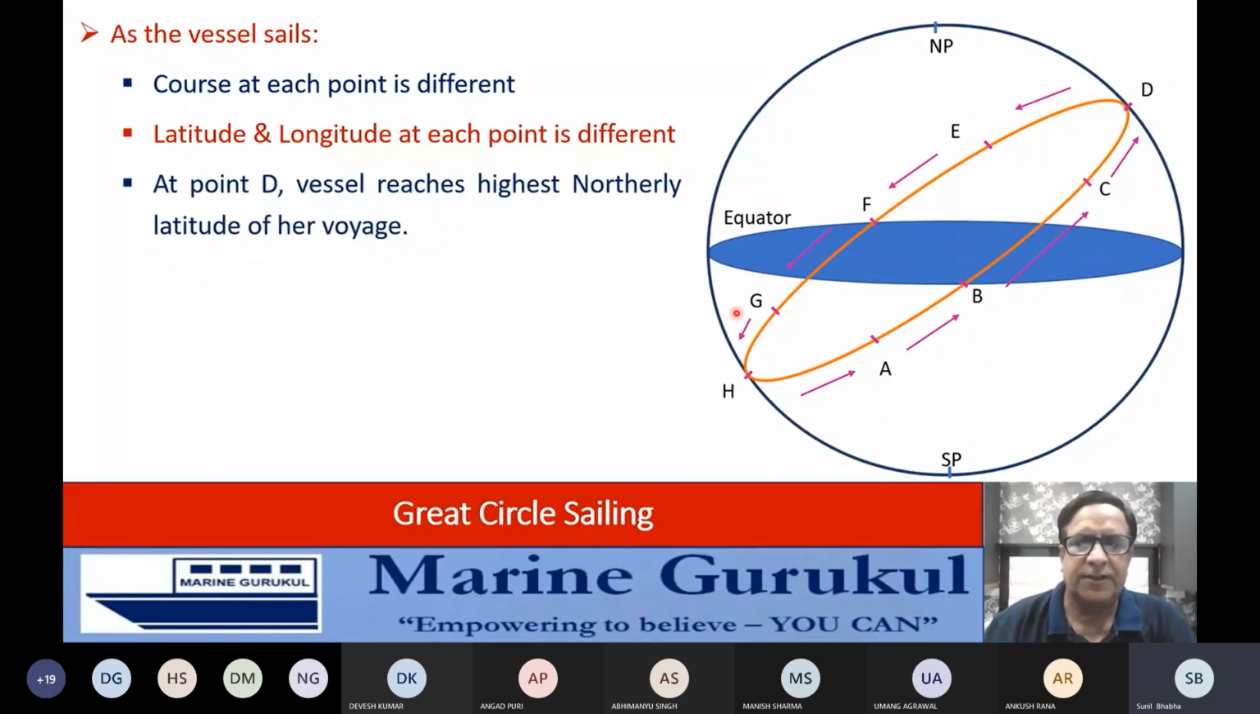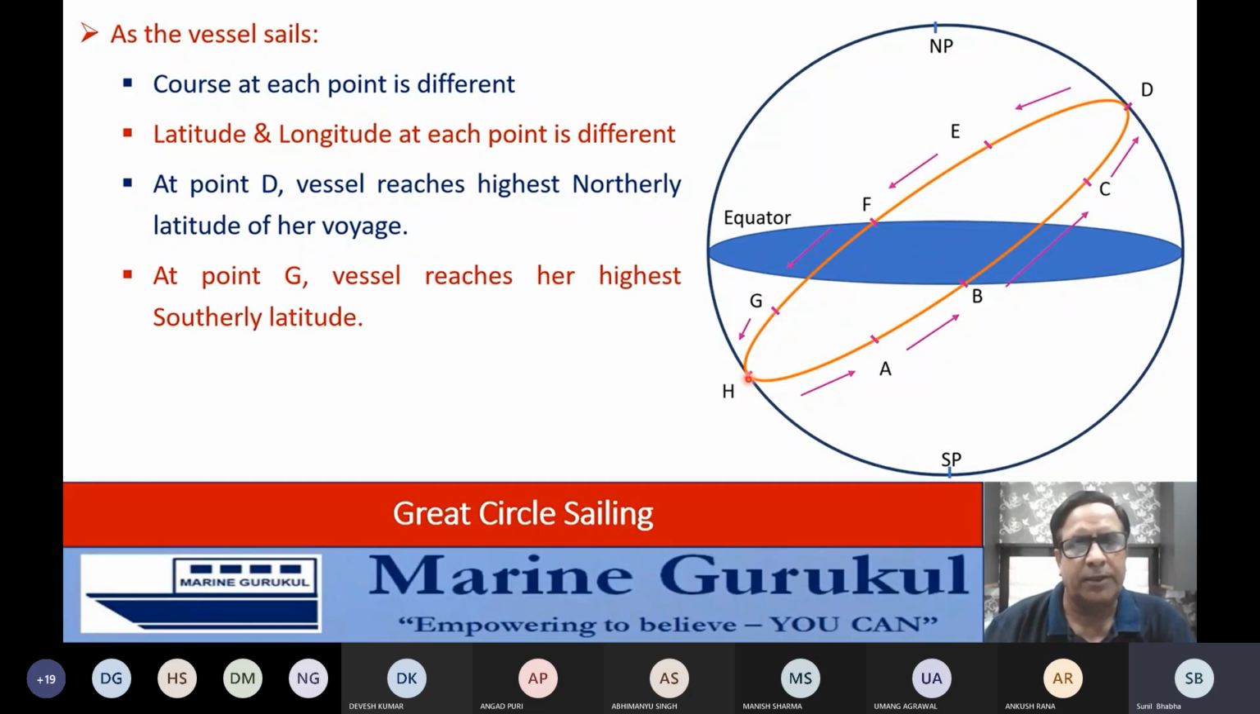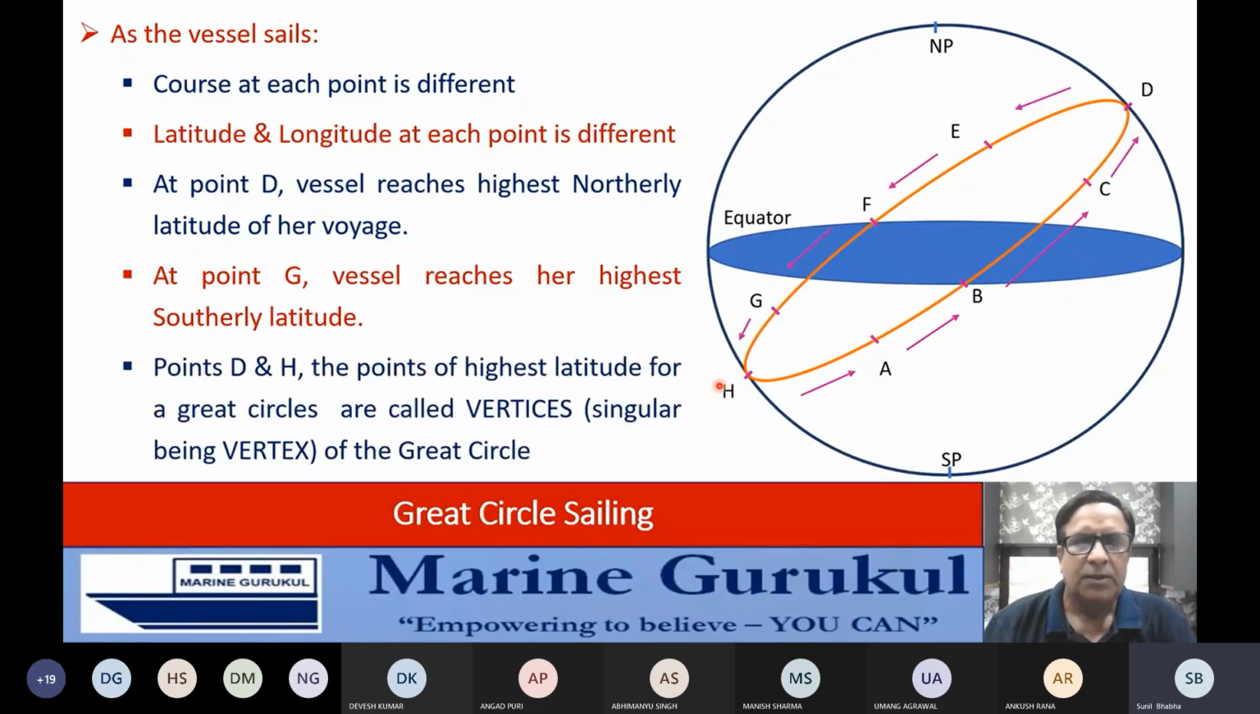And what do we see as far as coordinates are concerned? That of all the points along the great circle, point D is the point where the vessel shall reach the highest northerly latitude. And likewise, point H would be the point where the vessel shall reach the highest southerly latitude. These 2 points, D and H, the points having the highest latitude along the great circle, are the points referred to as the vertices of the great circle.